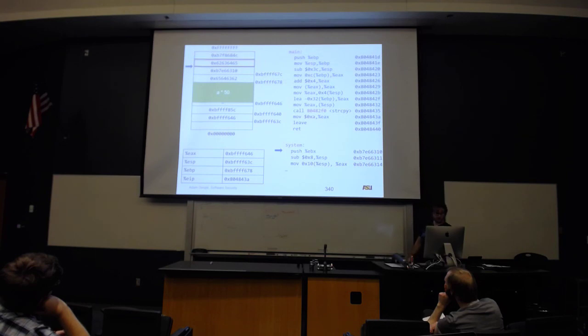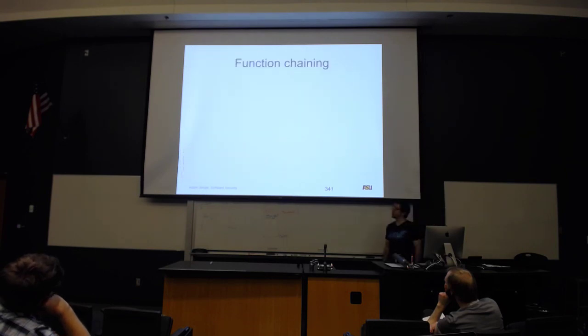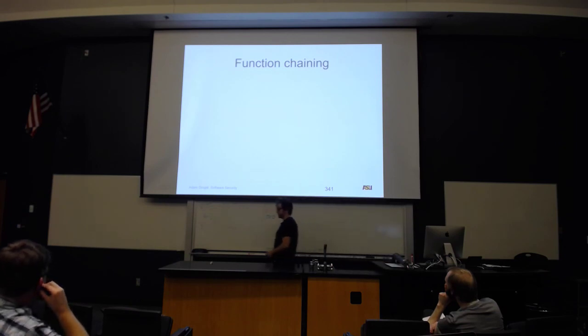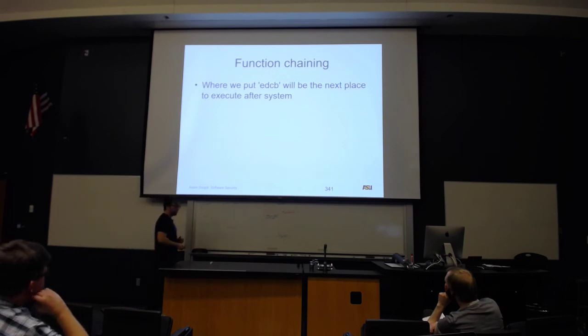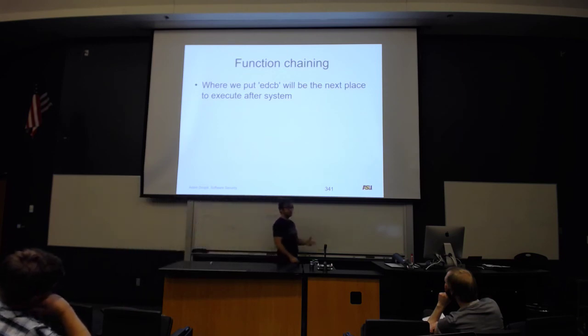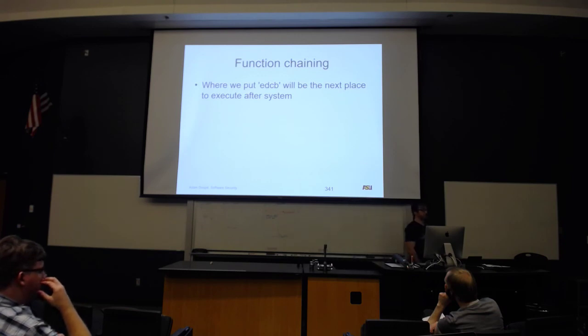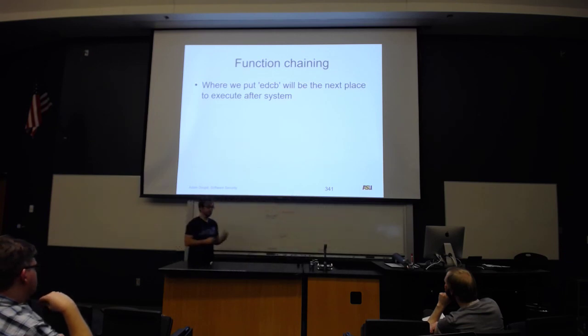So this allows us to do something interesting, right? Which is called function chaining. Instead of that fake EBCD, we can put the address of any other function, and system will return to it when it returns. And we can make arbitrarily long chains of this to execute libc function after libc function and do whatever we want. We now don't need shellcode, right? We can just program this stack in some sense, like you would program a normal application using C.